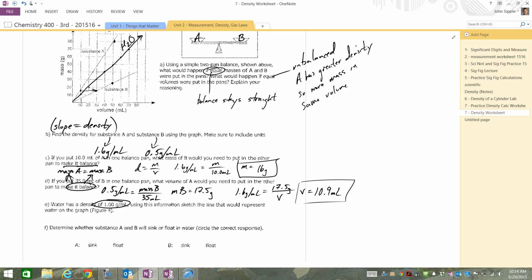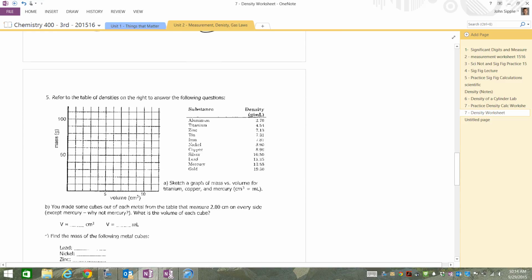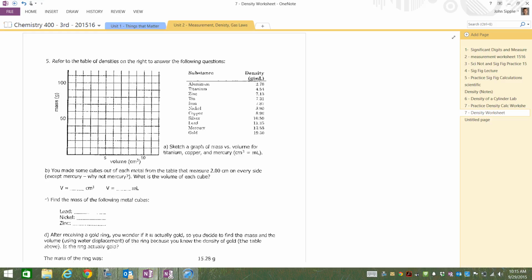So Sophia, what do you guys think here for when we compare A? Is A going to sink or float? Okay, and why did you say it was going to sink? More dense, right? Great. So substance B is going to float, right? Less dense. Okay, all right, good deal. Any questions on that page? Okay. Keep on rolling.